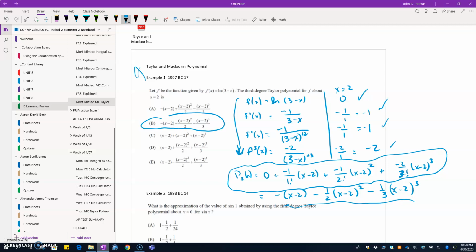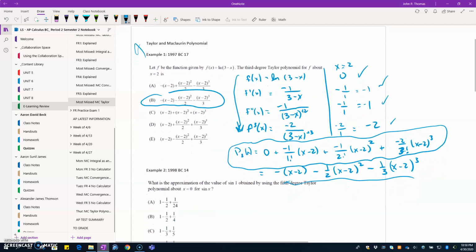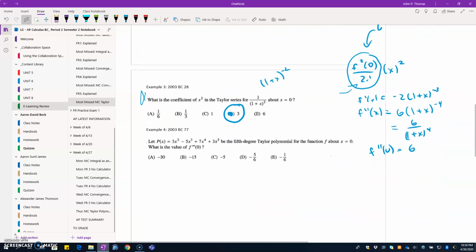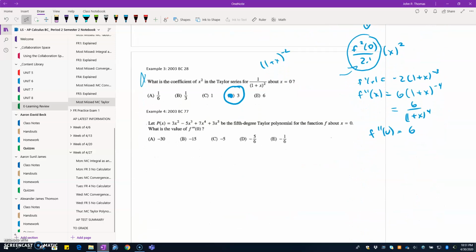Alright, so again, this one was all about taking the derivatives. Really good example. That's the brute force method of just finding a Taylor polynomial from scratch. The other one that was a commonly missed problem was example 3. It says, what's the coefficient on the x squared term?